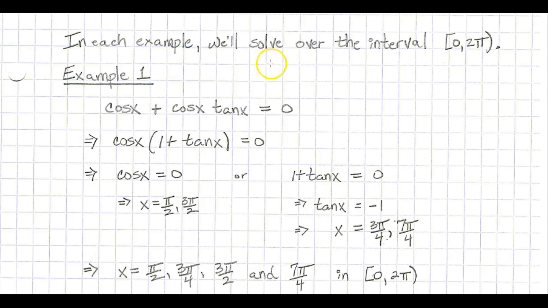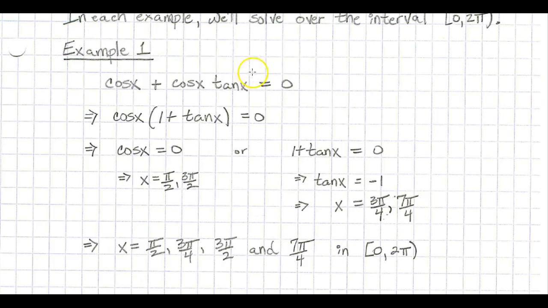So in each example, we'll solve this over the interval 0 to 2 pi, not including 2 pi, because 0 and 2 pi are essentially the same angle. All right, so in example 1, we have cosine of x plus cosine of x times tangent of x equals 0. So in this first type of problem, just start using your algebra skills. The first thing you should notice is that I can factor a cosine of x out of that equation. So I get cosine of x times the quantity 1 plus tangent of x equals 0.